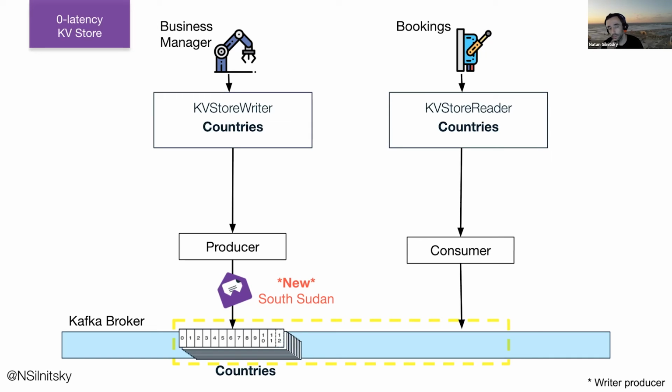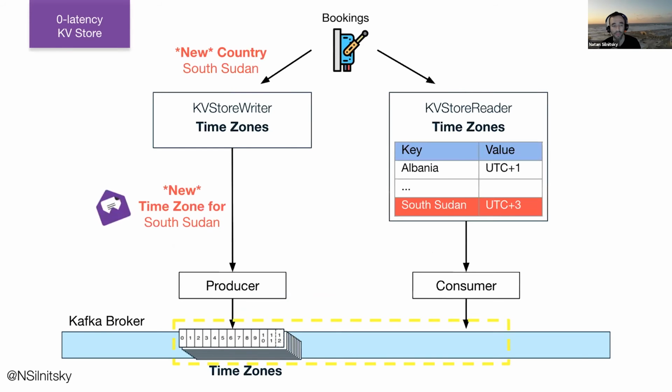And then, interestingly, we can have seamless updates to other services that are interested in consuming these countries and have them as part of their in-memory key value store. So Bookings is also interested in the country's key value store. So it has an in-memory KV store reader and has a consumer for the same compact topic. And it gets an automatic update whenever it's updated, including here with South Sudan.